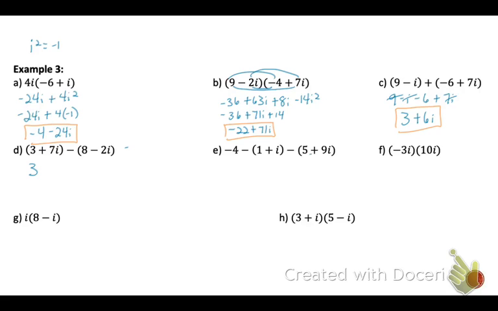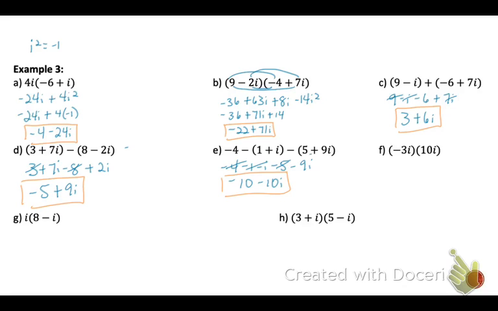So D, notice we have subtraction between those two imaginary numbers. So we'll distribute the negative to subtract the second term, and then combine like terms. Negative 5 plus 9i. E, we just have a lot of things we're subtracting. So we have a negative 4 minus that imaginary number, so we subtract both parts, minus that last imaginary number, subtracting both parts. Combine your real numbers together. Negative 4 minus 1 minus 5 is negative 10, and then your imaginary parts. So negative 1i minus 9 more is negative 10i.